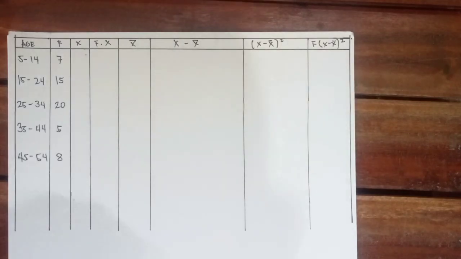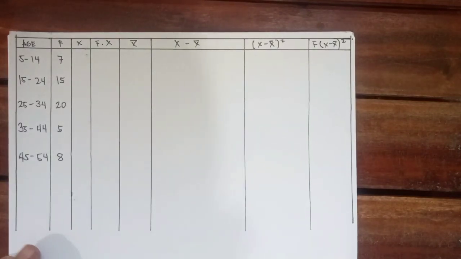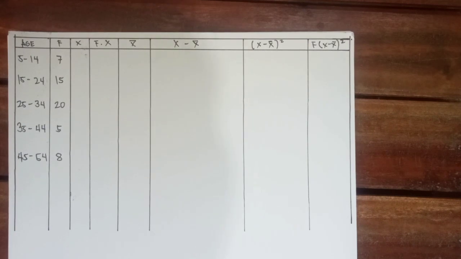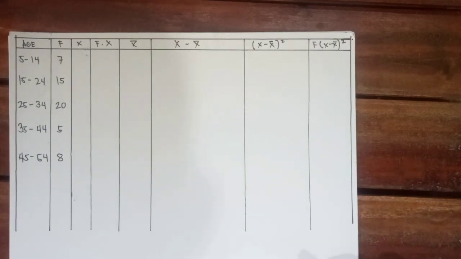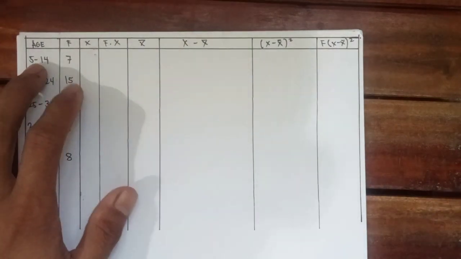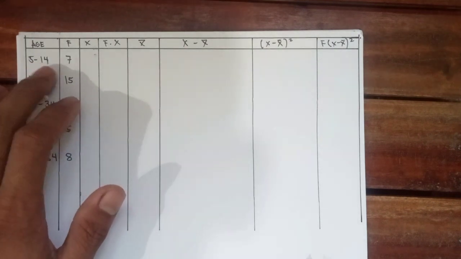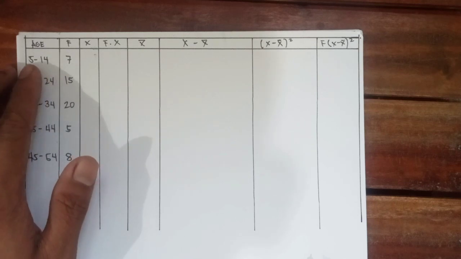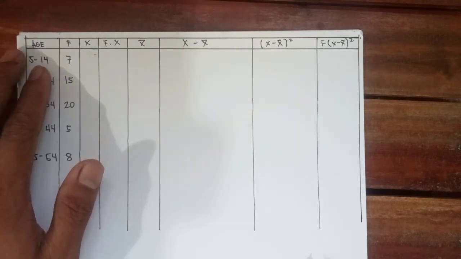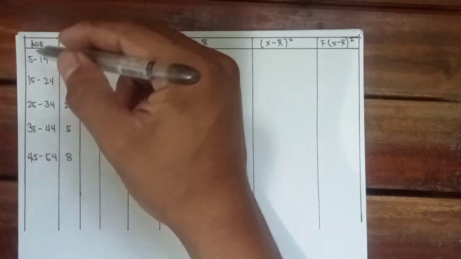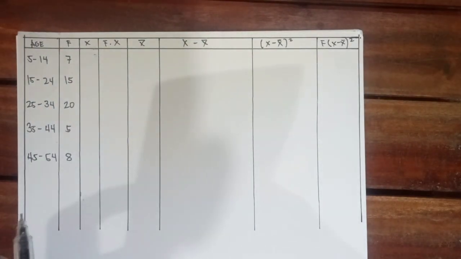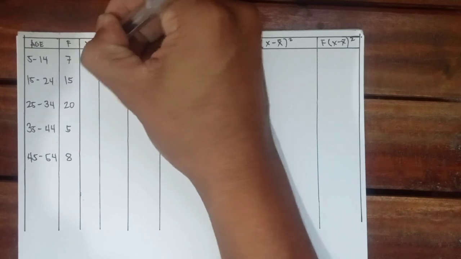So gumawa ako dito ng table para sa ating pag-solve ng group data para makuha natin yung standard deviation, variance, and the mean. So let's start. Para makuha po natin yung x, i-add lang po natin itong dalawa at saka yung sa age, i-add lang po natin, saka i-divide sa 2. So 5 plus 14 is equal to 19 divided by 2. The answer is 9.5. Just continue the process.